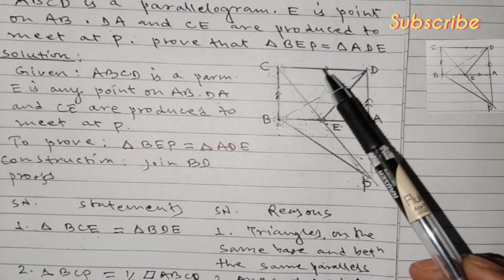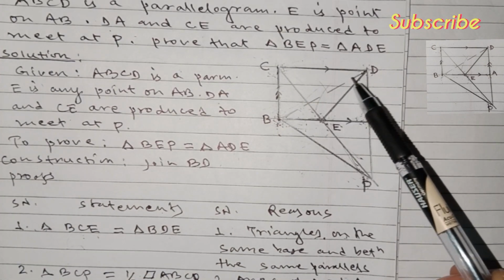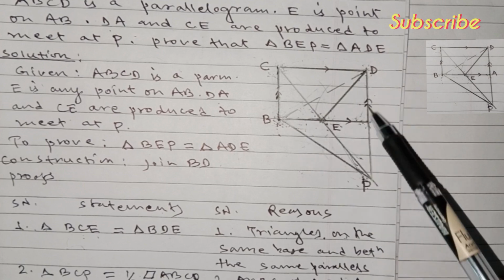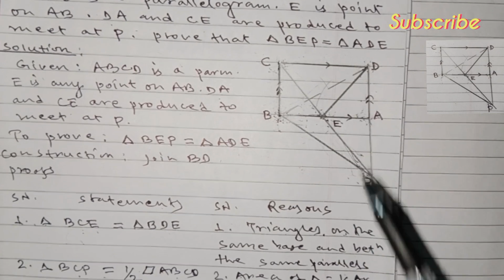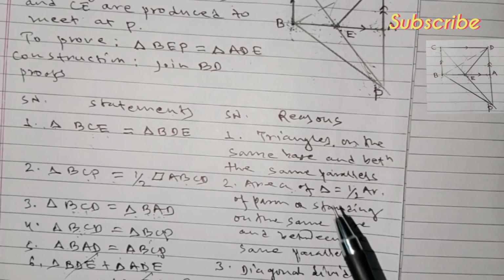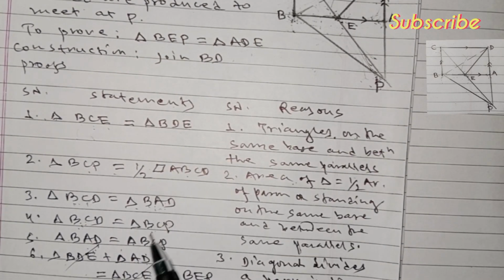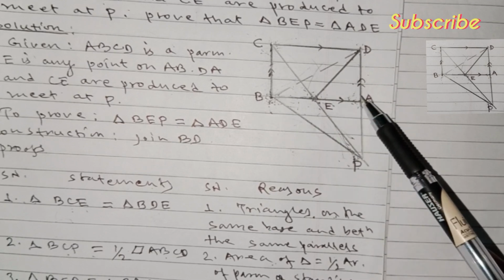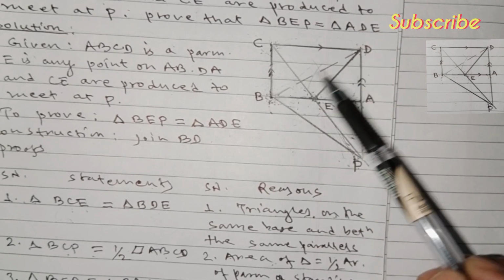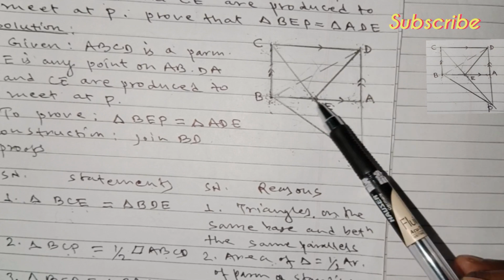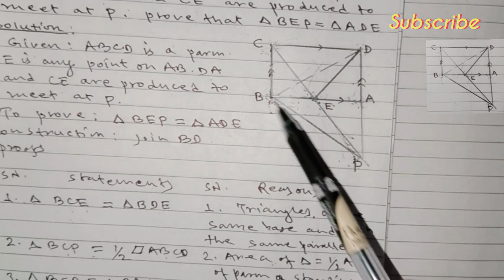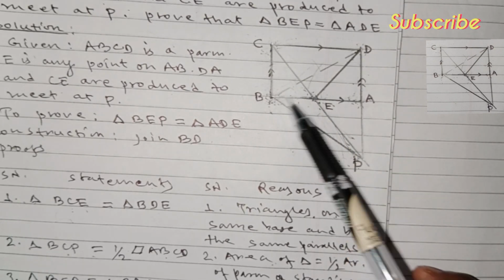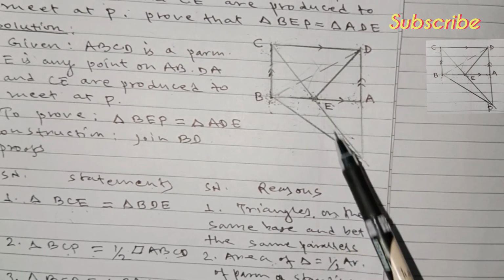So dear students, now after getting triangle BAD equals to triangle BCP, we use the whole part axiom. Triangle BAD we can break down into two triangles, triangle BDE plus ADE. Similarly, triangle BCP also we can break down into two triangles, BCE plus BEP.